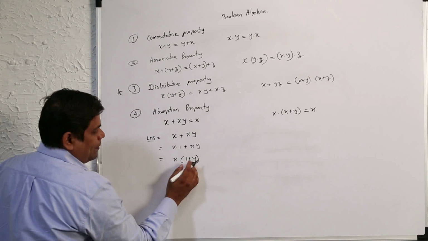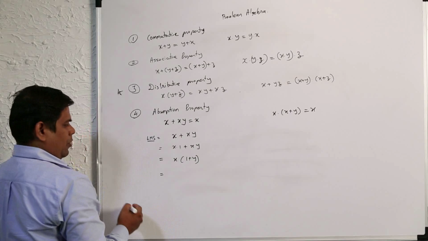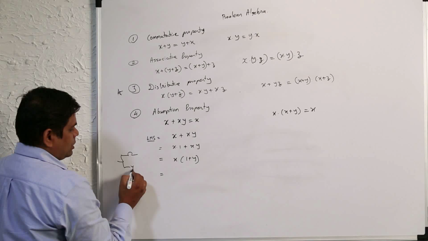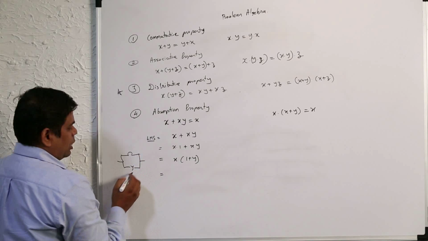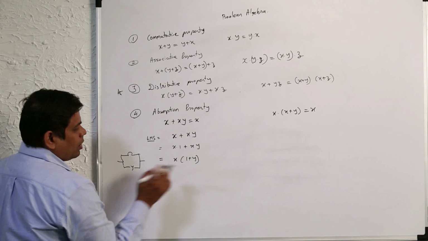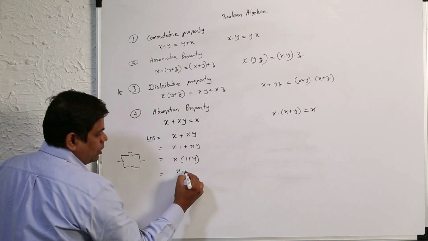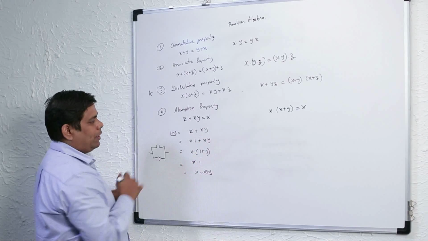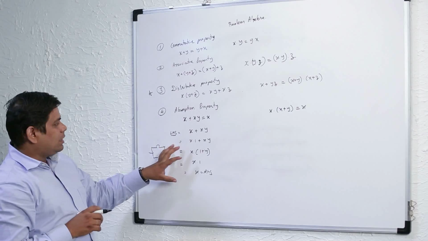And now 1 plus y, as you know, is going to be... do you have a doubt about 1 plus y? Let us see. 1 means the switch is closed like this, y means the y switch is connected. That means irrespective of the state of y, this will always let current pass. So 1 plus y is going to be 1. So you have x dot 1, which is going to be x, which is the right hand side. So this is one way of proving. Let us see the next way of proving.